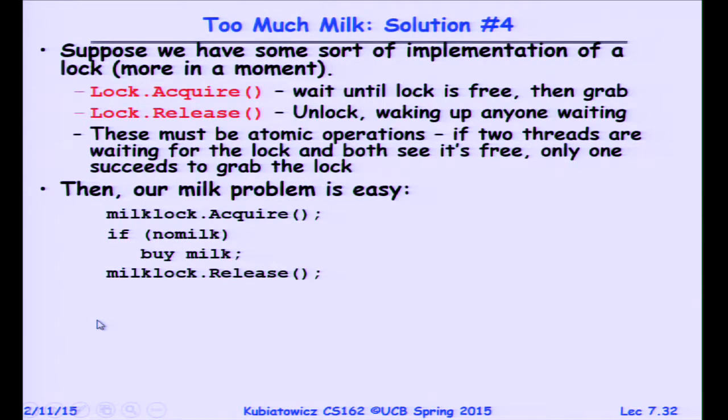This is our code for however many roommates we happen to have. milkLock.acquire, if no milk, buy milk, milkLock.release. The end of story. Isn't this a much nicer abstraction? Now, buried in here, unfortunately, is the following thing. How does acquire work?